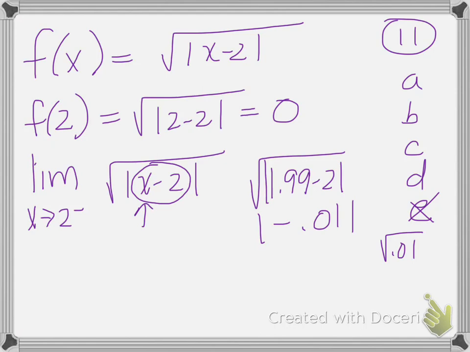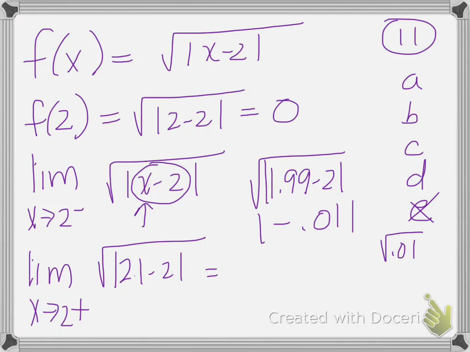Okay, now think about it. If you do the limit as x approaches 2 from the right side, then you're going to need a number that's going to be bigger than 2, so let's say 2.1. If you put 2.1 in there, then you're going to get the absolute value of 0.1, which is just 0.1, so you're going to get a square root of 0.1. So the limit from the left and the limit from the right does exist.